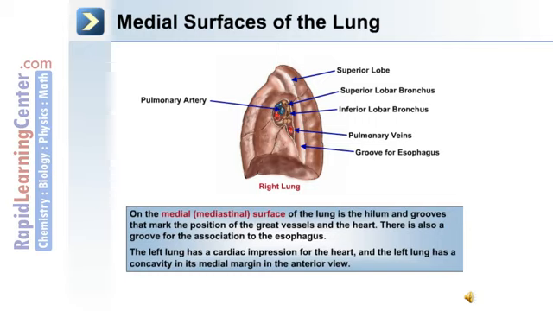On the medial or mediastinal surface of the lung is the hilum and grooves that mark the position of the great vessels and heart. There is also a groove for the esophagus. The left lung has a cardiac impression for the heart, and the left lung has a concavity in its medial margin in the anterior view.